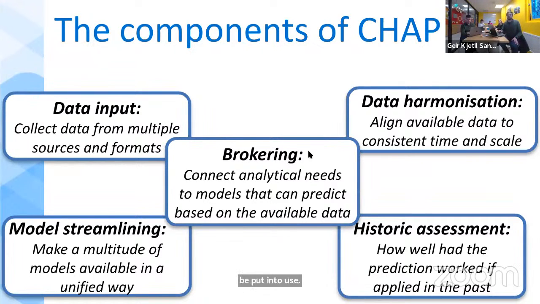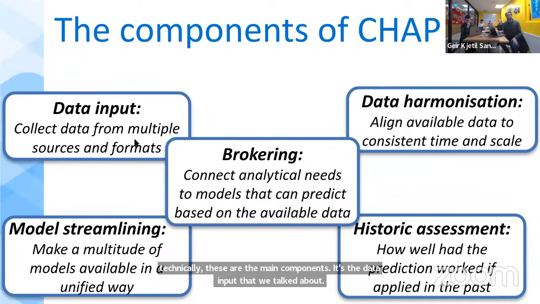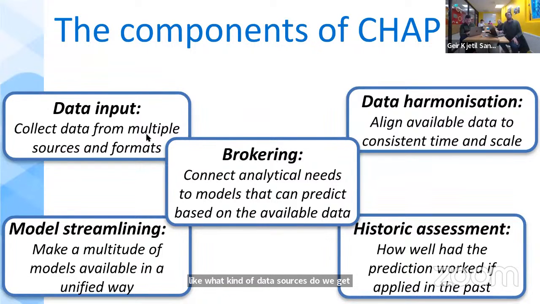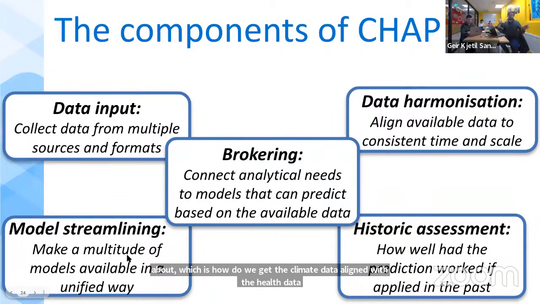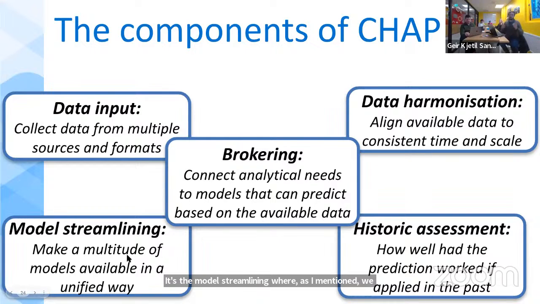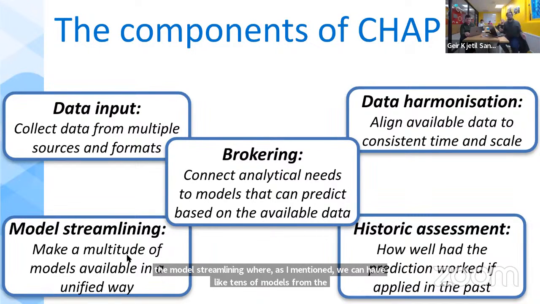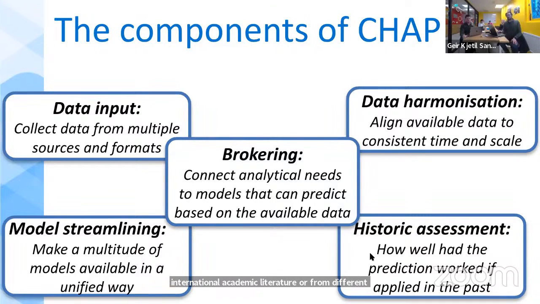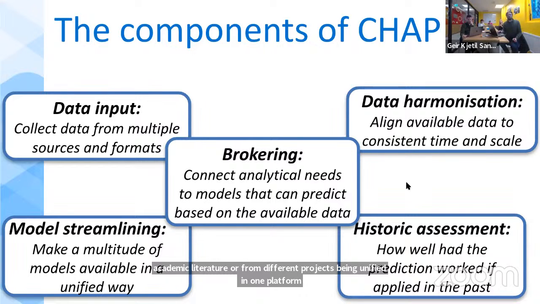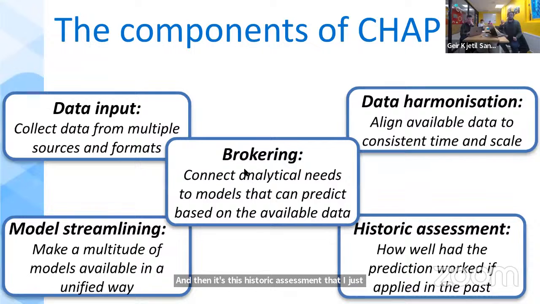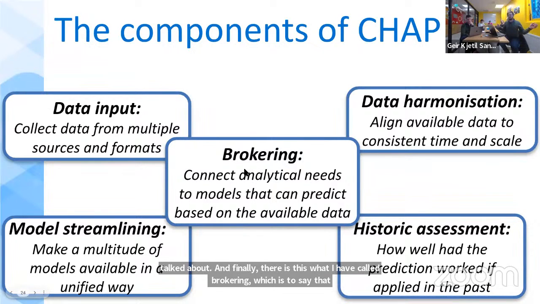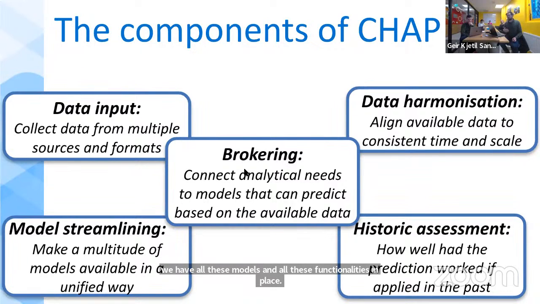And a bit technically, these are the main components. It's the data input that Björn talked about: what kind of data sources do we get from local climate sources, DHIS2 system, ERA5, and so on. Then it's the data harmonization that Björn also talked about, which is how do we get the climate data aligned with the health data. It's the model streamlining where, as I mentioned, we can have tens of models from the international academic literature or from different projects being unified in one platform. And then it's this historic assessment that I just talked about. And finally, there is what I have called brokering, which is to say that if we have all these models and all these functionalities in place, how can you easily in a country find the models and the types of data that are most useful for you?